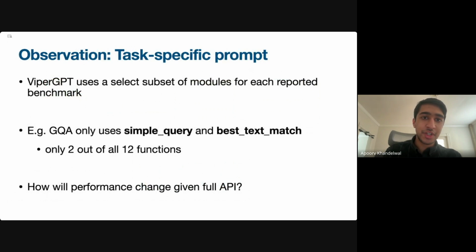So we make one observation, and it's that when ViperGPT evaluates on each of these tasks, they actually use a prompt that's specifically curated for that task. They don't give the full API, which I showed you a few slides back with the 300 lines of code, for every arbitrary task. They specifically select a subset of that API, and that means they're also selecting a subset of the modules available to compute each reported benchmark. For example, for computing the GQA score, they only use the simple query function and the best text match function. So that's only 2 out of the 12 available functions.